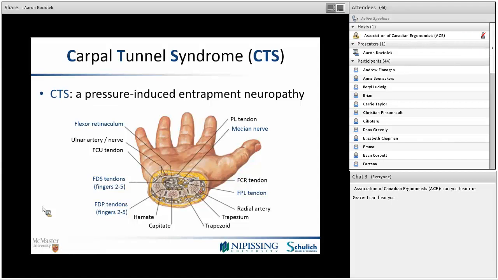You can also see the median nerve, which is that yellow structure nestled in the radial corner of the carpal tunnel. Now this whole space is about the size of a dime. So that's a very small space for the number of structures that are passing through it.